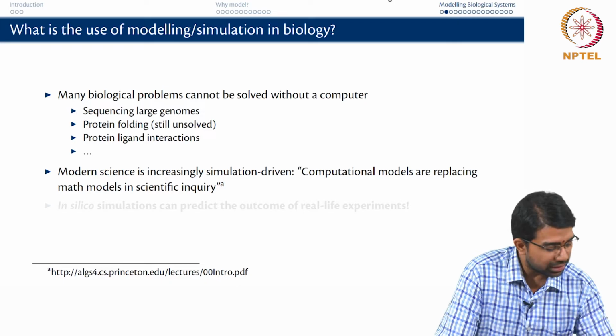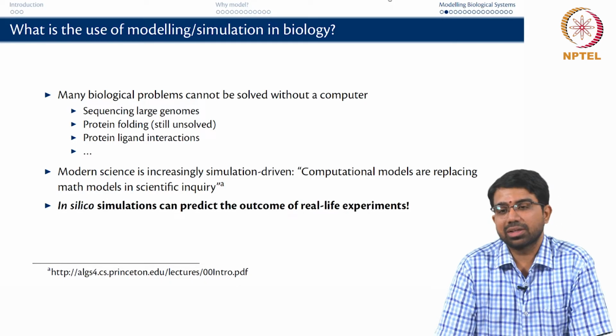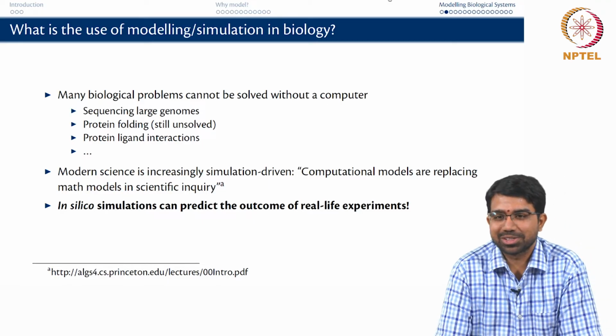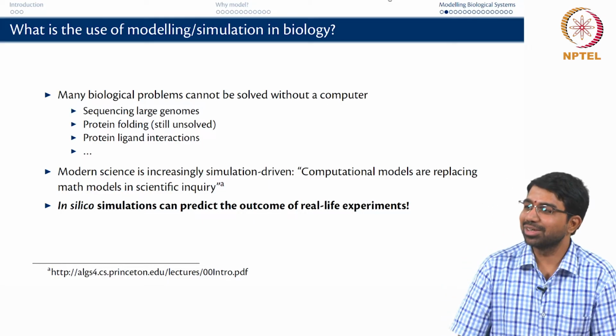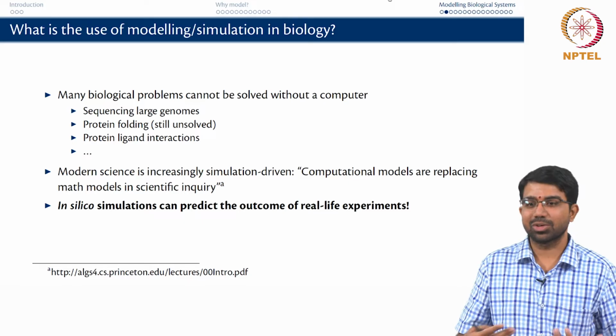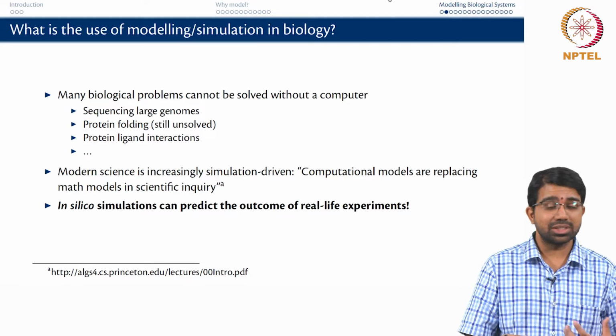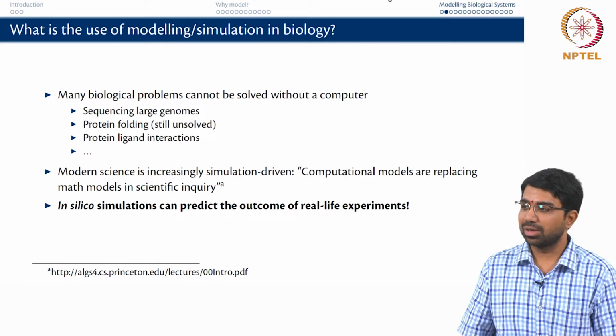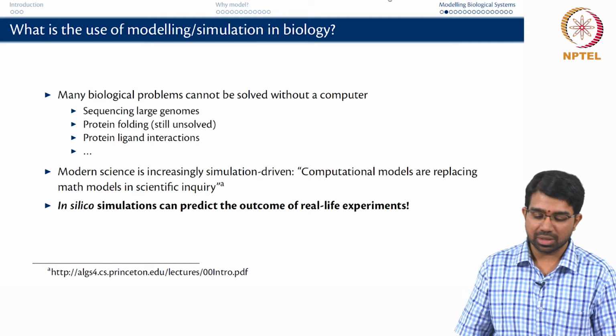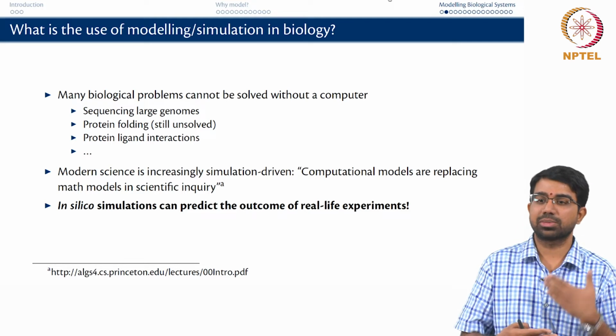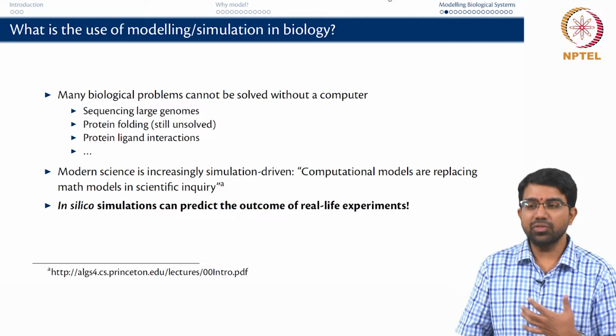And many of these in silico simulations can actually predict the outcome of real life experiments, which is the only reason you will do these simulations. If the simulations aren't going to be very predictive, they are not going to be useful. So, many of these simulations can accurately predict real world situations, therefore, you can use these models as a substitute. And there are different kinds of models.